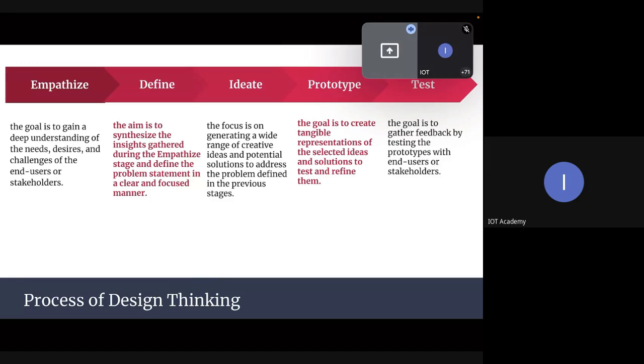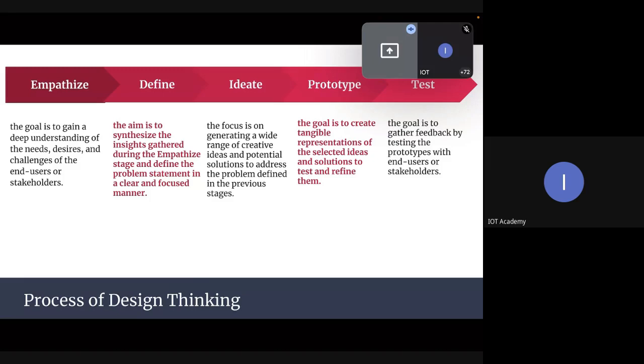Sometimes this process can go in a circle. I will explain to you. Remember this thought that this process of design thinking can go in a circle. We will understand it later with the help of an example. So this is the basic process of design thinking. Let me make it clearer to you with the help of an example.